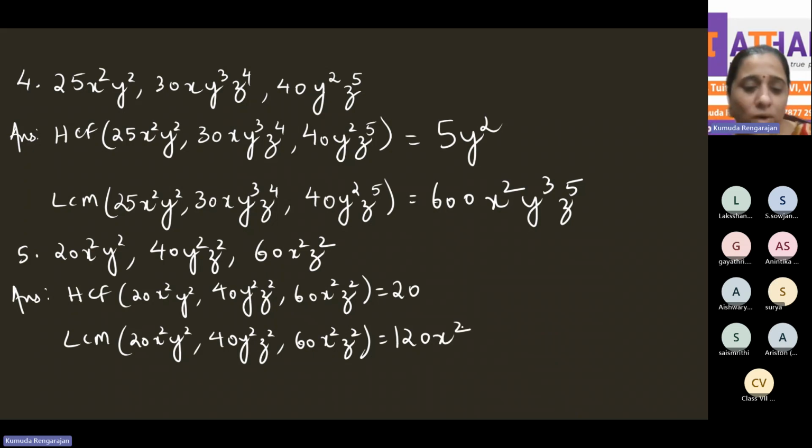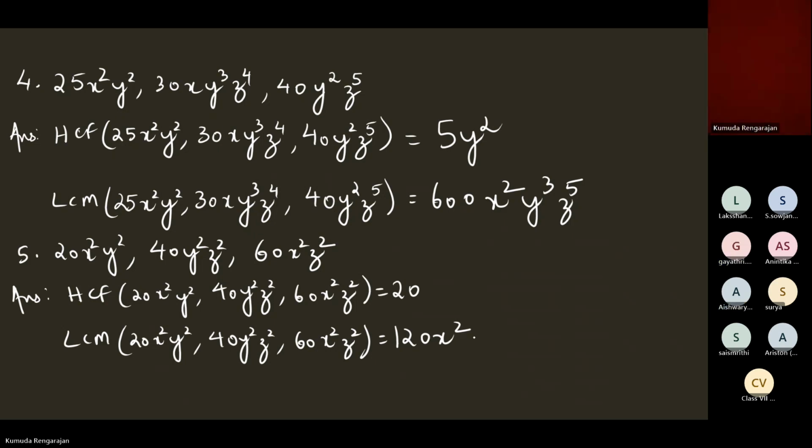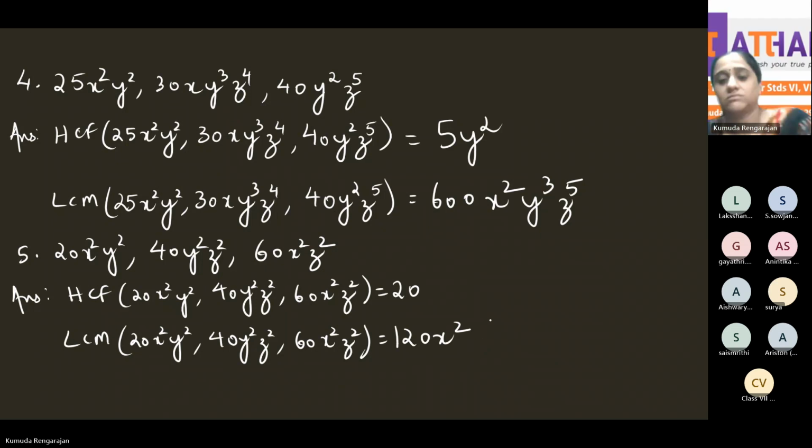Y squared, y squared, y to the power 0. Y squared. And it is z to the power 0, z squared, z squared. Z squared.